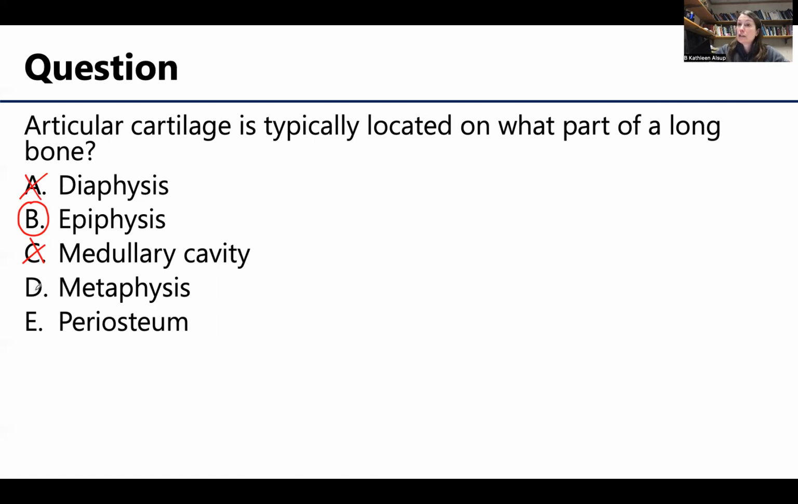The metaphysis is a little trickier. You remember the metaphysis is the region between an epiphysis and the diaphysis, and you can actually have an epiphyseal plate in the metaphyseal region, and that is composed of hyaline cartilage. So both the epiphyseal plate as well as articular cartilage are made up of hyaline cartilage, but they are located in different regions as well as having very different functions. So metaphysis, while a little bit trickier, not the right answer either. And lastly, you have the periosteum, which is going to surround almost all of the long bone, except for where there's articular cartilage or insertions of ligaments or tendons. So also not correct.